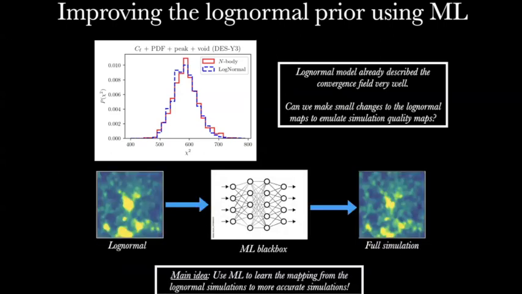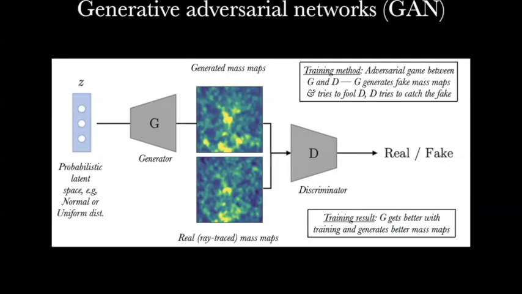This is the sort of work for which machine learning methods are very well suited, where we can feed a log normal model into a machine learning black box model that can turn it into another map which looks very close to a real weak lensing simulation. And this is precisely what we tried doing in another paper of ours. For this, we used the machine learning method called generative adversarial networks, or GANs for short.